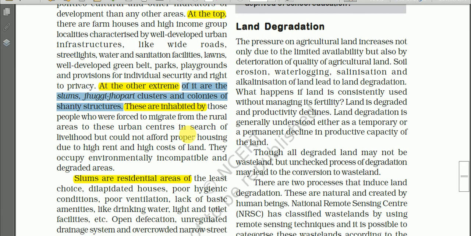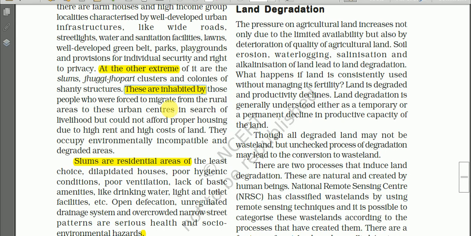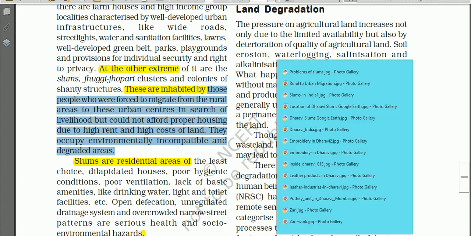These slums are inhabited by those people who were forced to migrate from rural areas to urban centers in search of livelihood, but could not afford proper housing due to high rent and high cost of land, and they occupy environmentally incompatible and degraded areas. So slums are occupied by these migrants from rural to urban areas, who migrated in search of jobs, but could not afford proper housing due to high rent and high cost of land in the big cities. I think you may be familiar with the slums also.